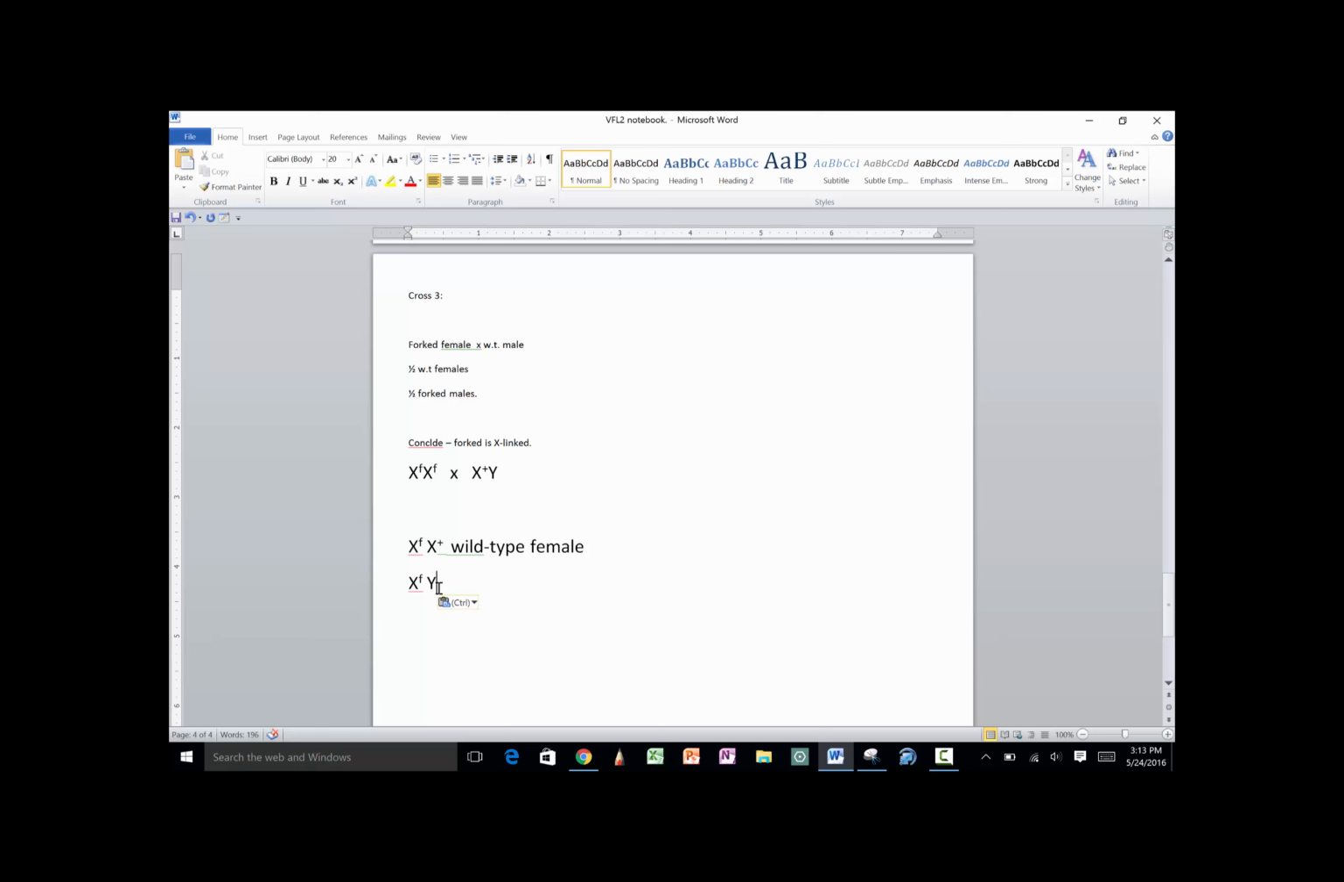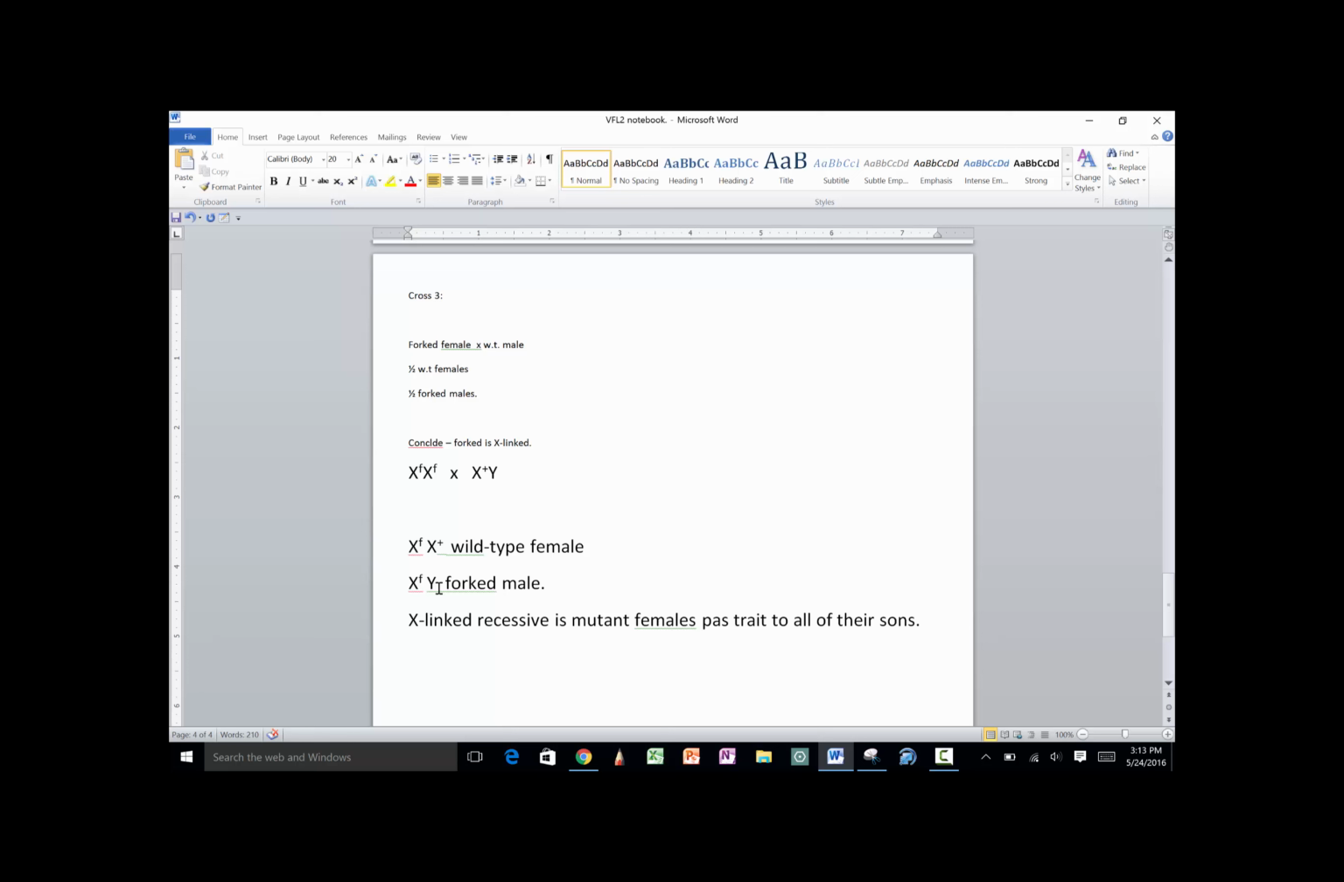All right, very good. And that's a forked male. So the pattern for X-linked recessive is mutant mothers, or mutant females, pass the trait to all of their sons. And we'll see the same thing in pedigrees.